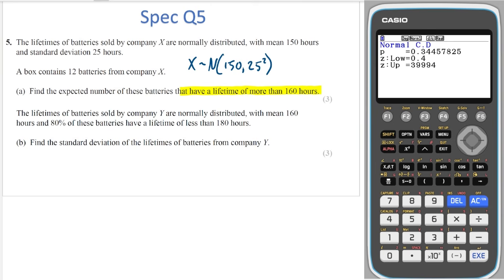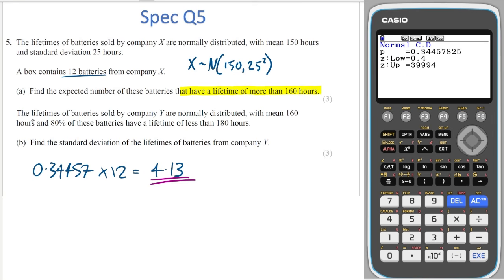And this gives us a probability of 0.34457, and we're looking for the expectation when there are 12 different trials, so we times by 12, and this will give us an answer of 4.13. And expectation can be a decimal, even though in reality we are going to have a whole number of batteries, but the expectation will be given as a decimal.